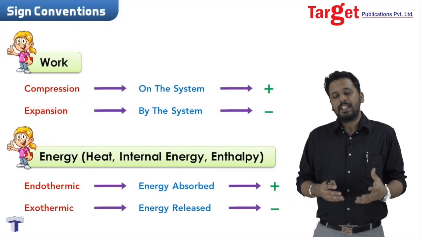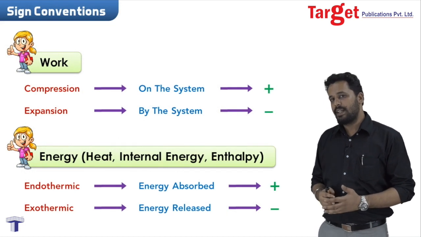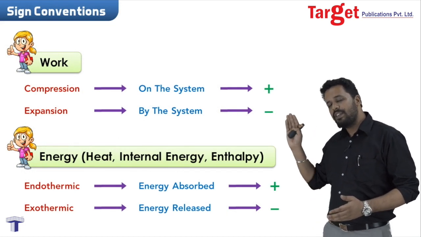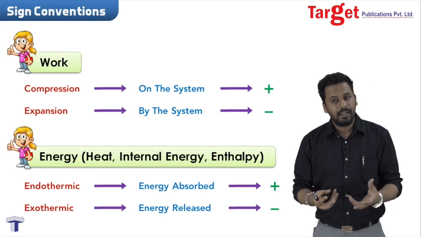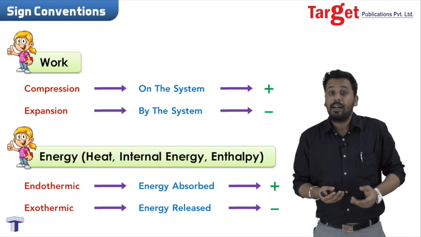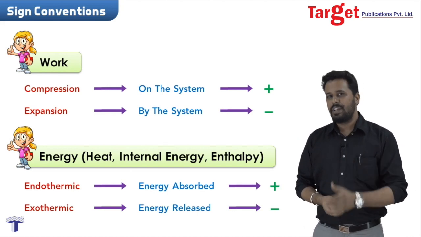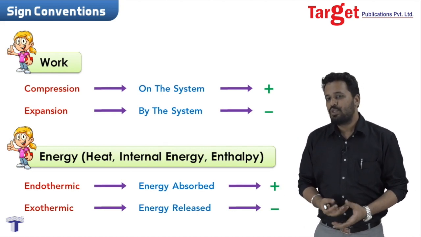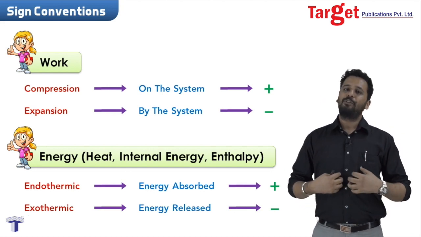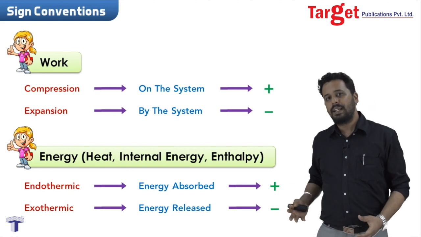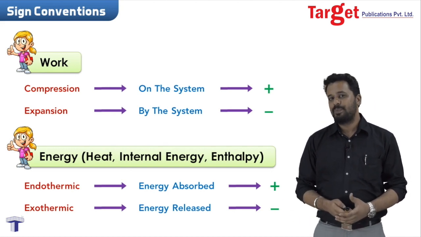Now we have already seen the sign convention in the previous module. We have discussed the sign convention of work and we have discussed the sign convention of energy. Energy includes heat, internal energy, and enthalpy. So for any kind of energy, the sign convention remains the same. So for endothermic process, delta U will be positive, and for exothermic process, delta U will be negative. I hope that is clear to all of you.